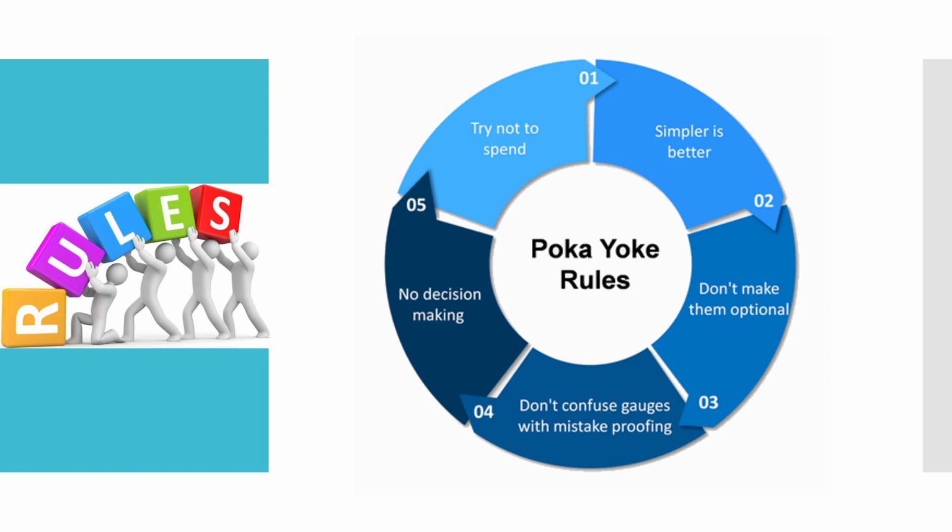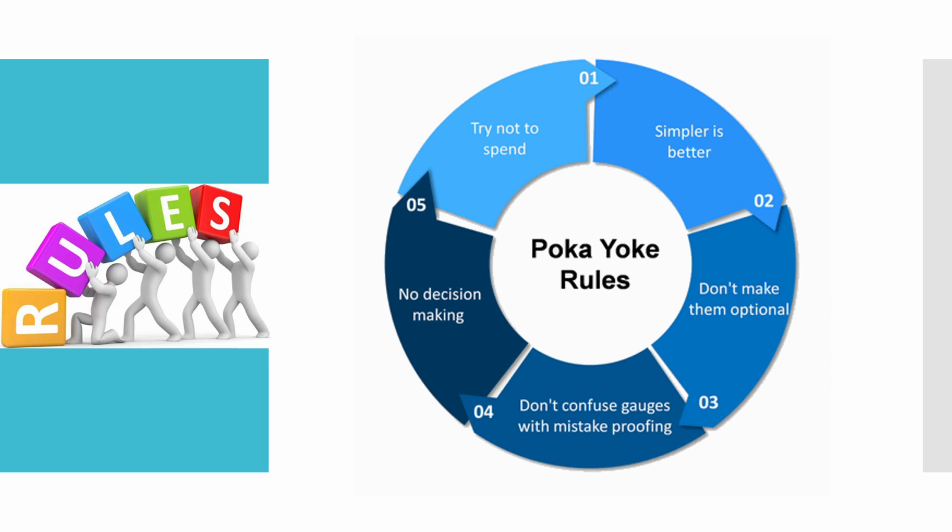Second, don't make them optional. Whatever Poka Yoke you are manufacturing, implementing or designing, it should have a proper implementation stage and it should have a proper resulting system. The result should not be based on an optional basis. It should be a proper, accurate result.